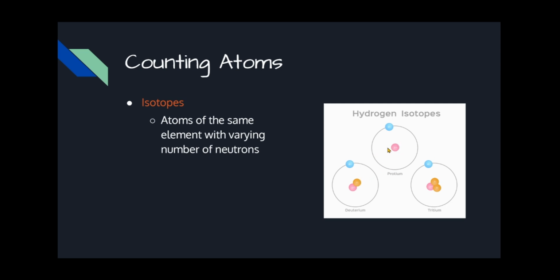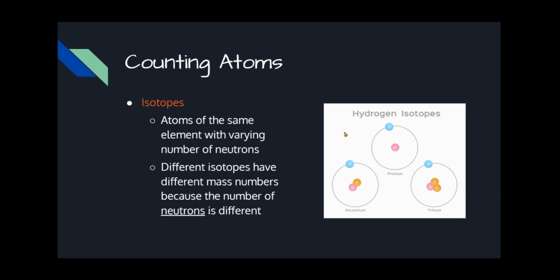This one has 0 neutrons, this one has 1, and this one has 2. So these are isotopes of each other. Same number of protons, different number of neutrons. So that's an isotope. Now, because they have different number of neutrons, they're going to have different mass numbers. Same element, same number of protons, but a different mass number because there's a different number of neutrons.